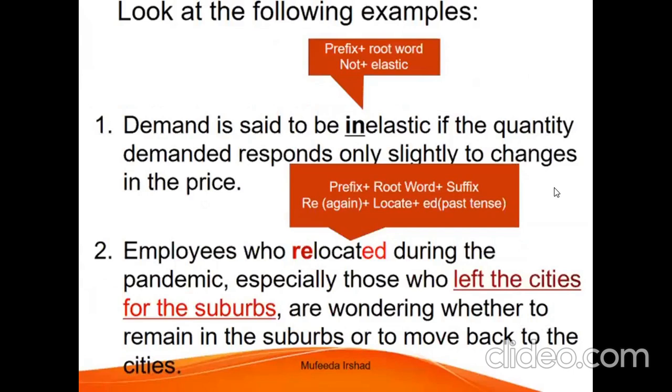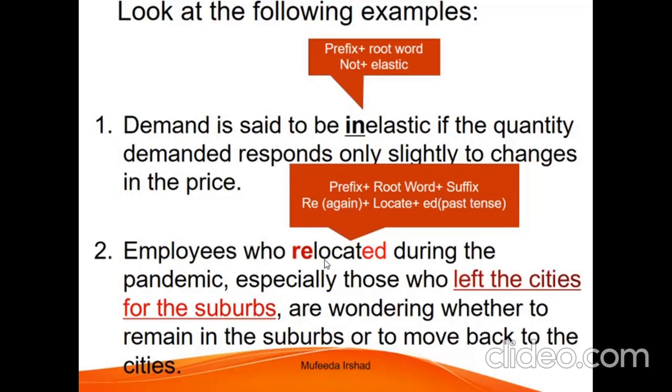Inelastic in sentence 1 is an example of a prefix attached to the root word. The prefix in, which is attached to the root word elastic, means not. Thus, inelastic means not elastic. Try replacing inelastic with your definition and then read the sentence. Demand is said to be not elastic if the quantity demanded responds only slightly to changes in price. Does it make sense? It does, doesn't it? Right.